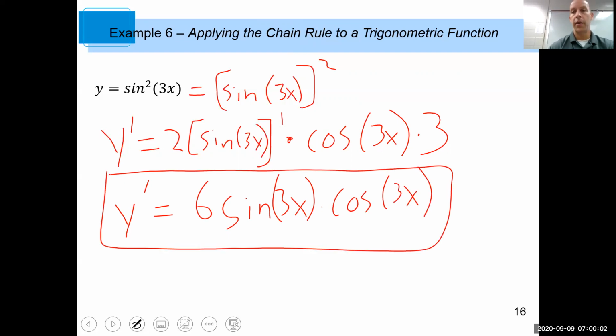All I did is take the 2 times the 3. So that's the derivative. That's why we call it the chain rule, because there was a chain of events that happened there. And it could be more than 3 steps. It could be multiple steps.